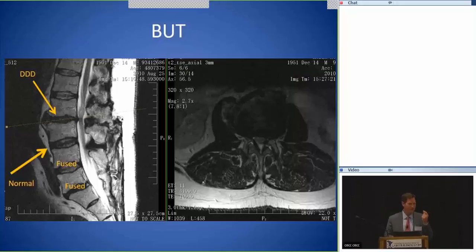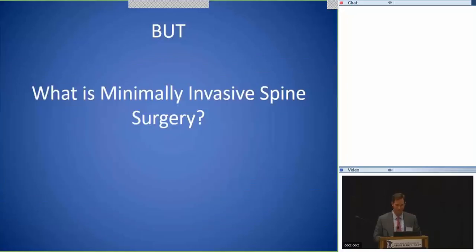I'm just telling you that it's not as simple as you put screws and rods in, you make that segment stiff, now the one above it's going to wear out and you're going to need another surgery in 10 years. It's just not quite that straightforward.